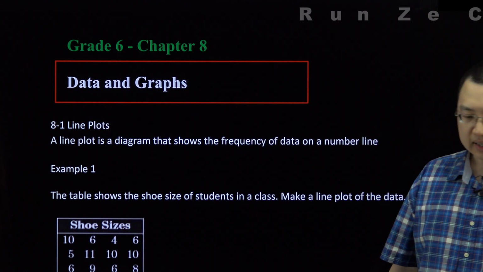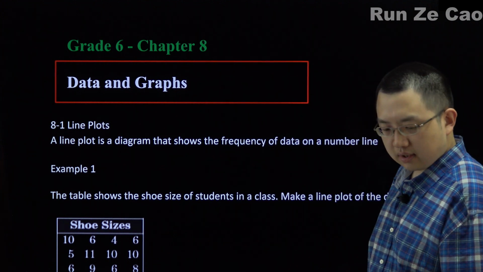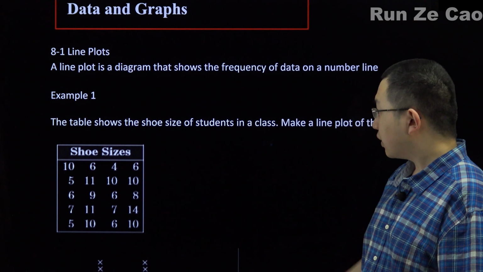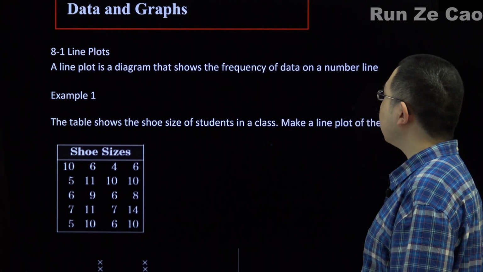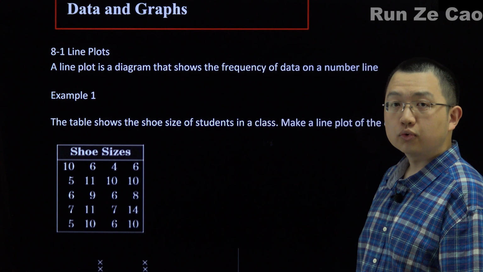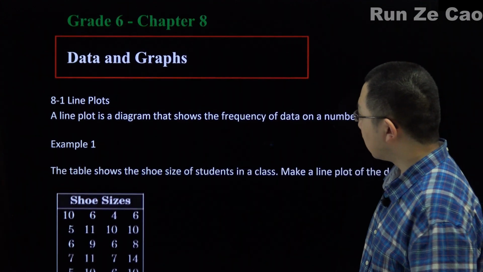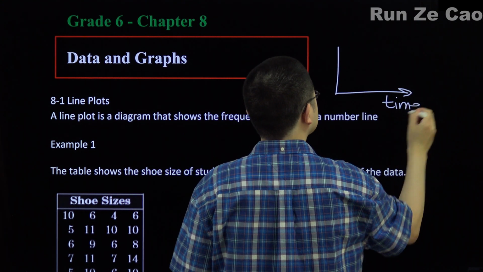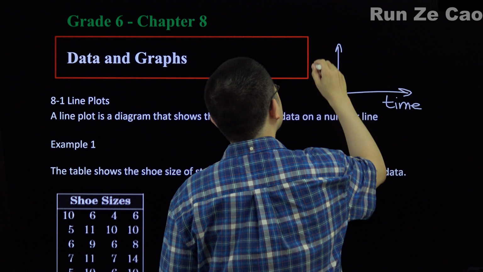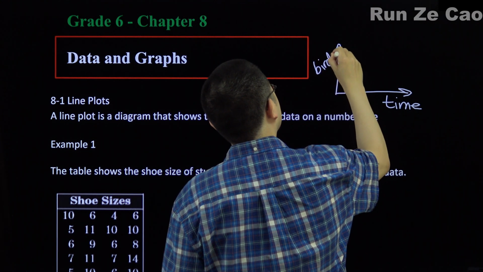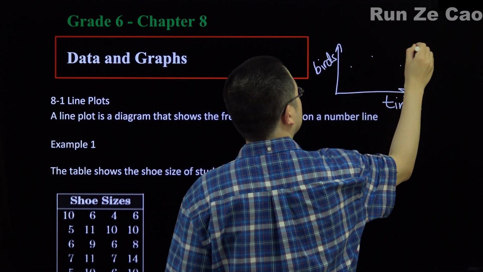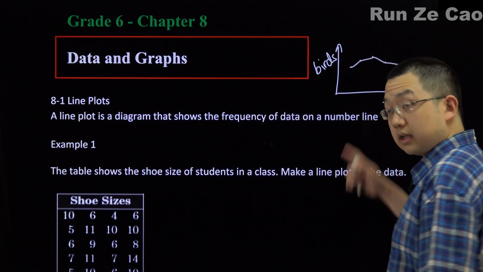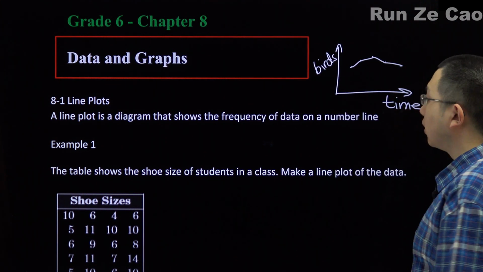This chapter we will discuss data and plots. Now, a line plot is a diagram that shows the frequency of data on a number line. It's not to be confused with a line graph or line chart. A line chart is, say, time and, I don't know, birds or something. You plot your points and you draw a line through them. This is a line chart or line graph.